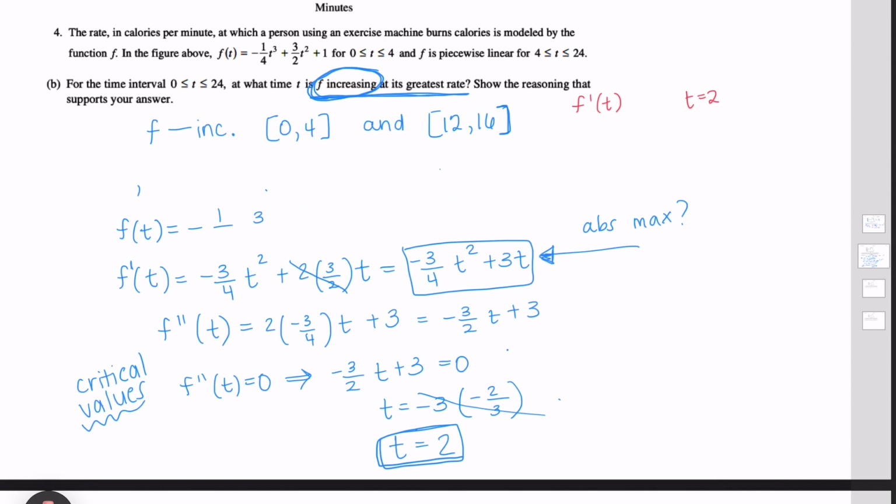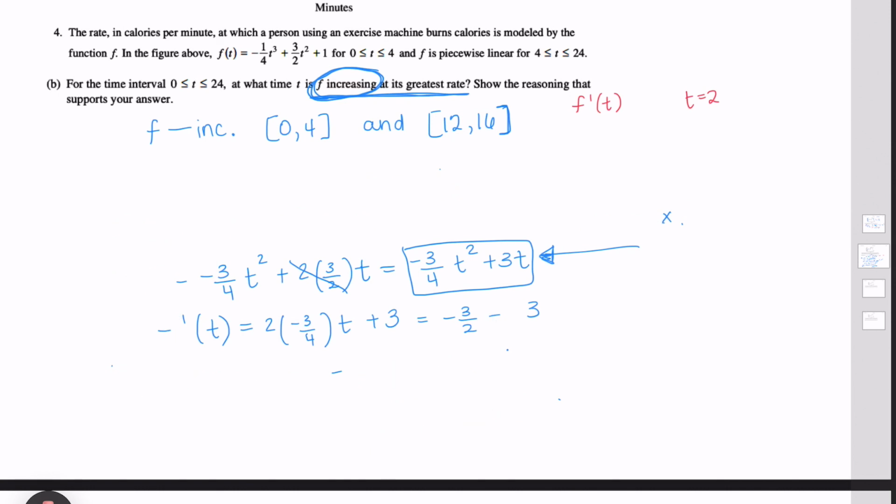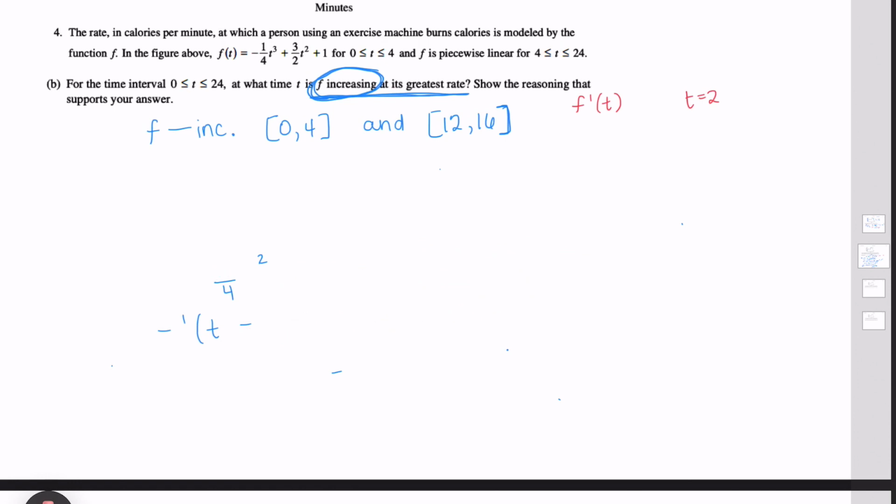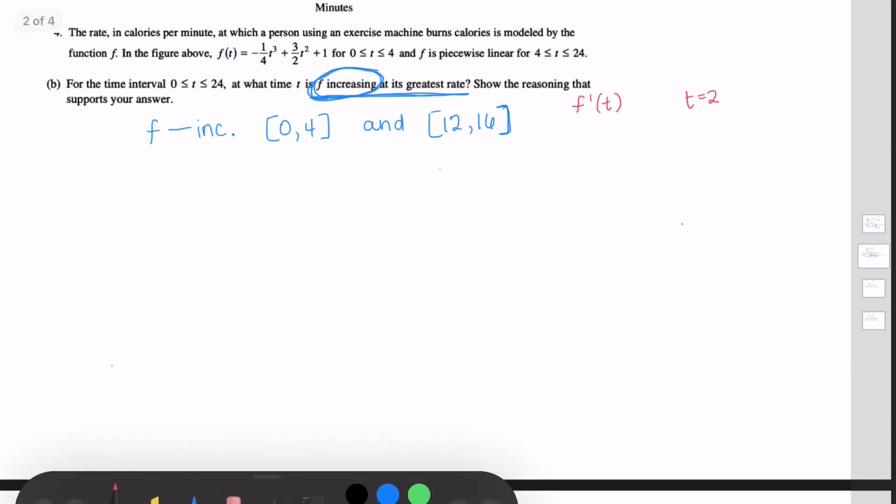That's one of the values that we have to check. I would also like to point out here that since t equals 2 is our only critical value between 0 and 4, it is also our absolute extrema in this interval, so we would not need to check the endpoints f prime of 0 and f prime of 4.